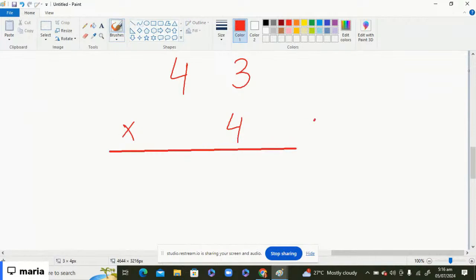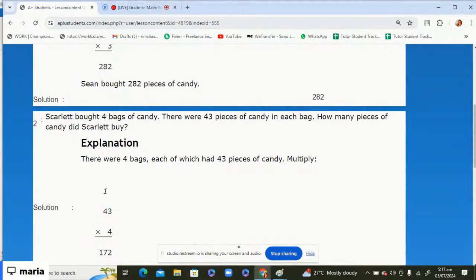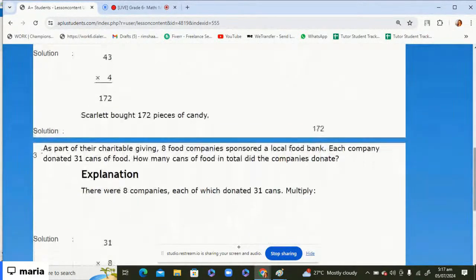So now let's just multiply. First of all, 4 with 3. What's the answer when you multiply 4 with 3? So 4 times 3 is 12. So you're going to put 2 here, and 1 goes up as a carry. Now 4 with this one. So 4 times 4 is 16. Okay, and add up with 1, that is the carry, which is 17. So here you're going to put 17, that is 172, the total pieces of candy Scarlett bought.